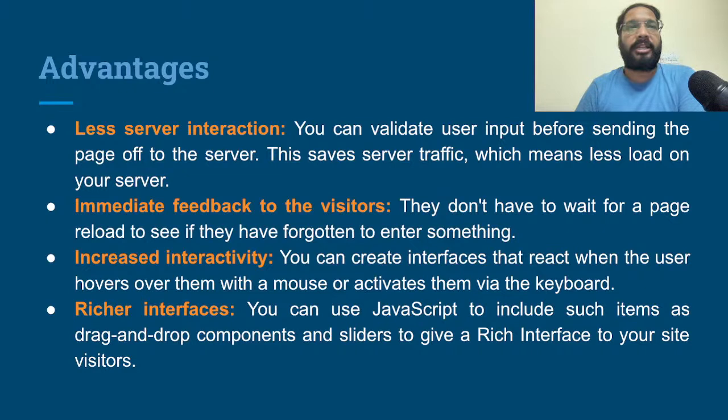And the second point says immediate feedback to the visitor, so this is also clear. Then increased interactivity, right? So rich interfaces. These are some features, or you can say advantages, that are available with JavaScript. That's why it is popular whenever we talk about component building. So in Aura component, you will be implementing JavaScript, and in Lightning Web component also you will be implementing JavaScript code.